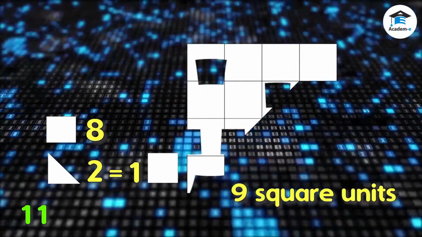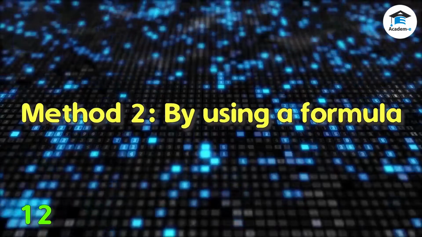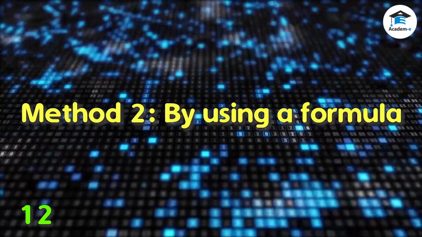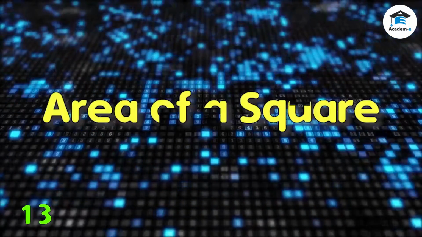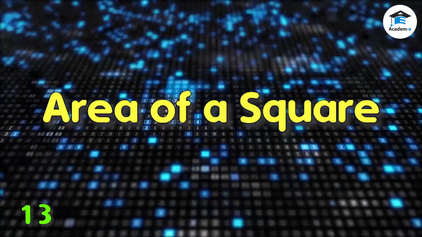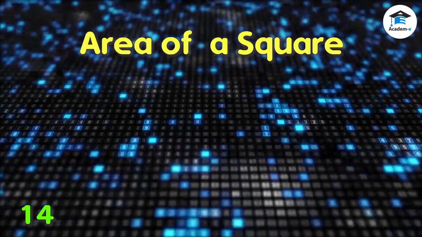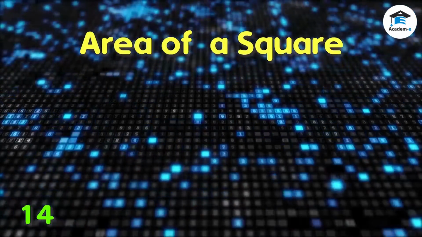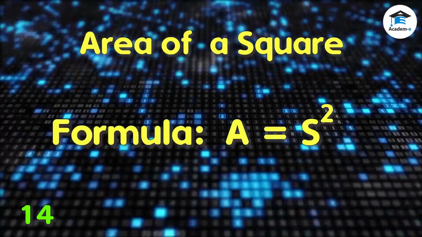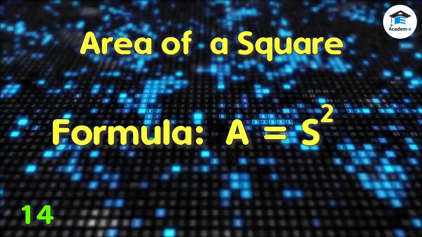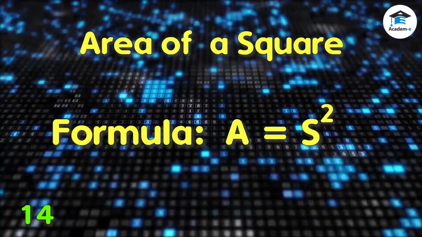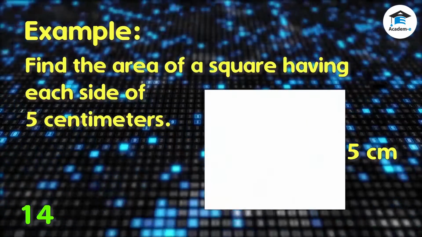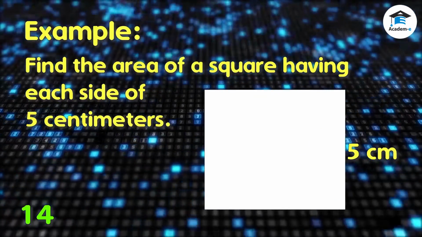Let's move to the second method in finding the area by using a formula. Let's begin with the area of a square. The formula for finding the area of a square is area is equal to s squared. S stands for side. Let's have an example. Find the area of a square with each side of 5 centimeters.